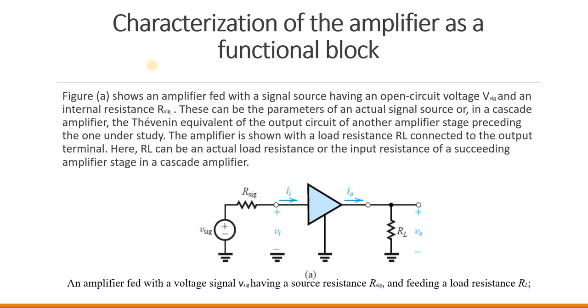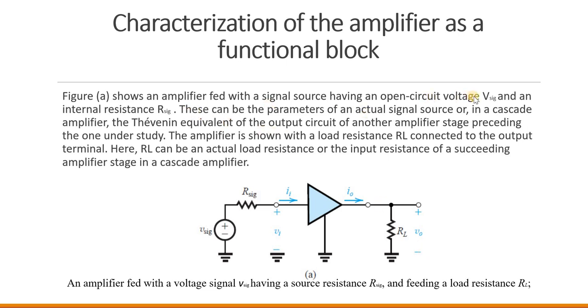So this has been the introduction, how the amplifier acts as a functional block. Okay, so this first figure shows an amplifier which is fed with the voltage signal, that is V signal, having a source resistance, R signal, which is a signal resistance, and feeding a load resistance RL. So this is an amplifier to which we are providing the signal V signal, which has an internal resistance of R signal. The current flowing into the amplifier is Ii, and the current coming out of it is Io, and across RL we are going to get the output.